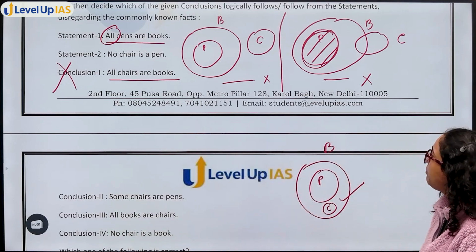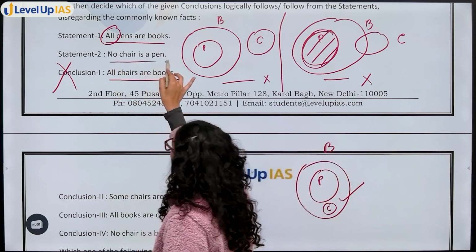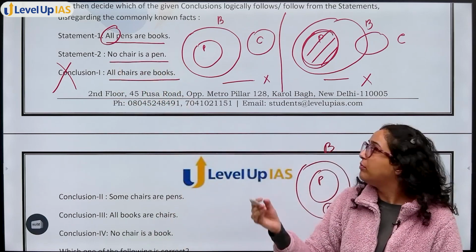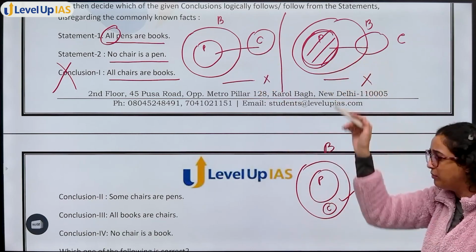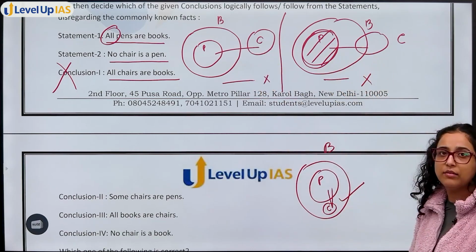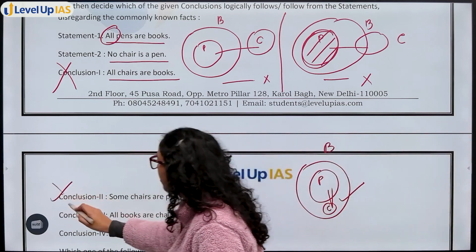Some chairs are pens. Now you know no chair is a pen. कोई भी chair is a pen. यहाँ तो possible ही नहीं है. Pen and chair have nothing in common. In no case pen and chair have something in common, right? So some chairs are pen. Again, this is not true.